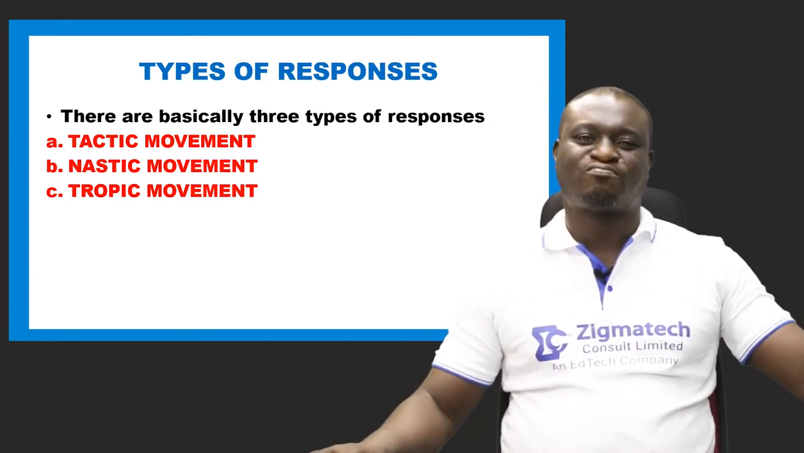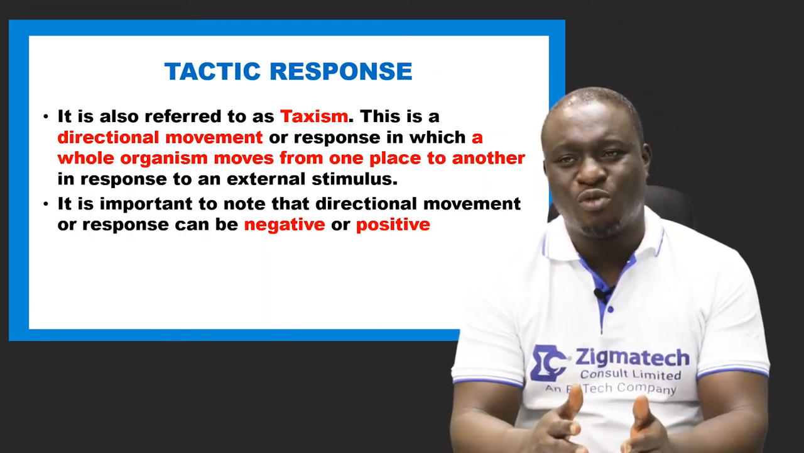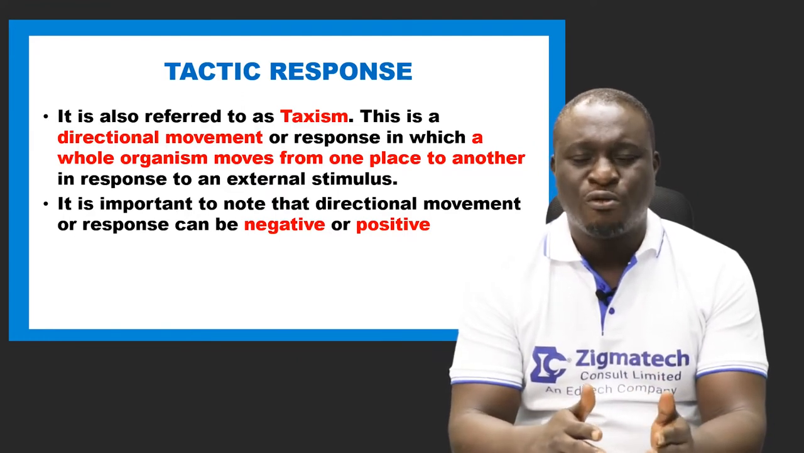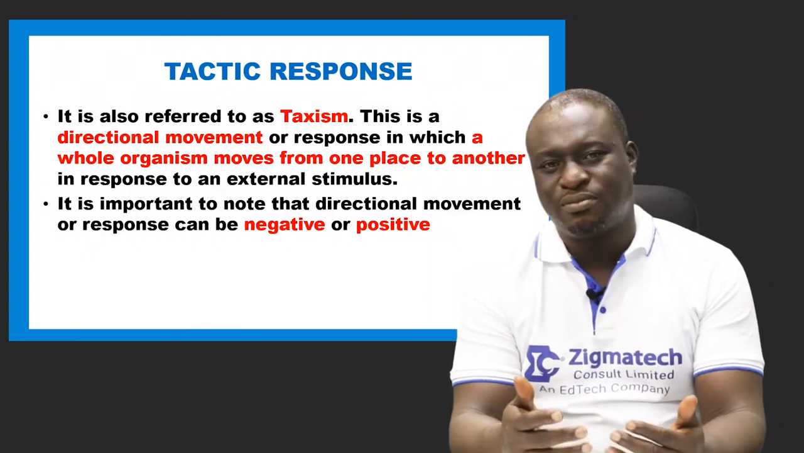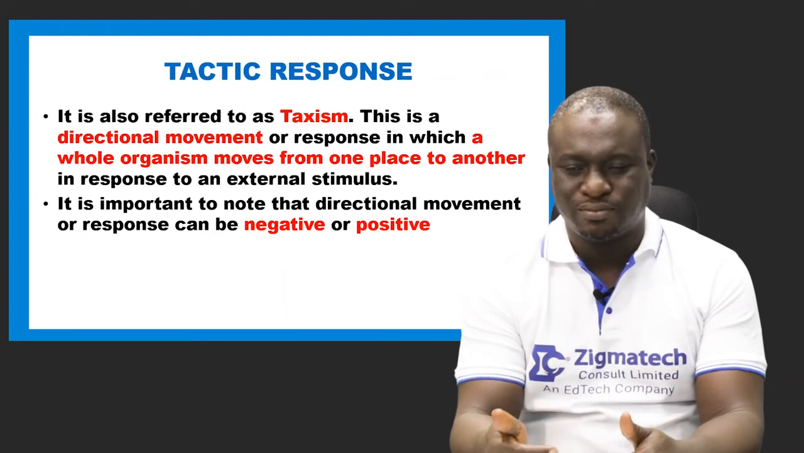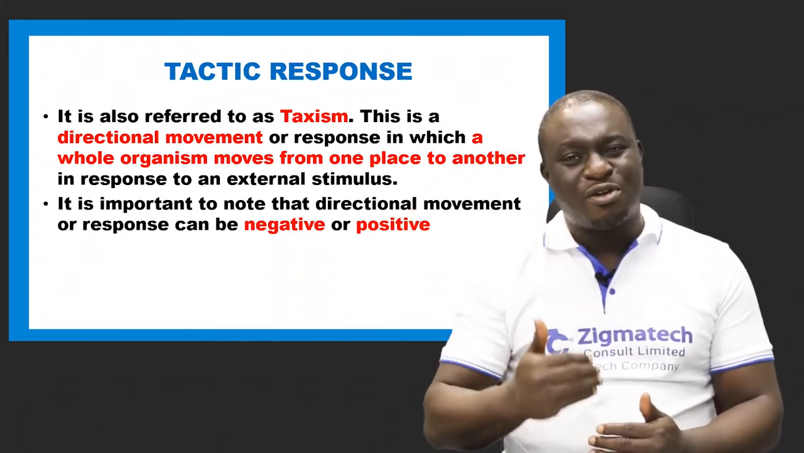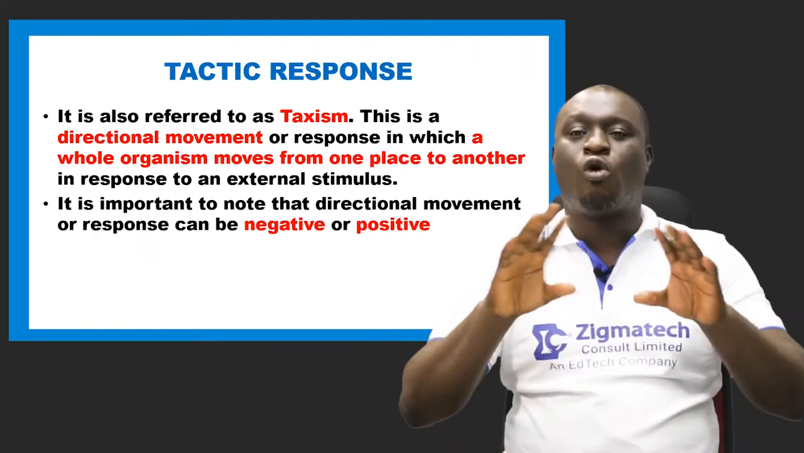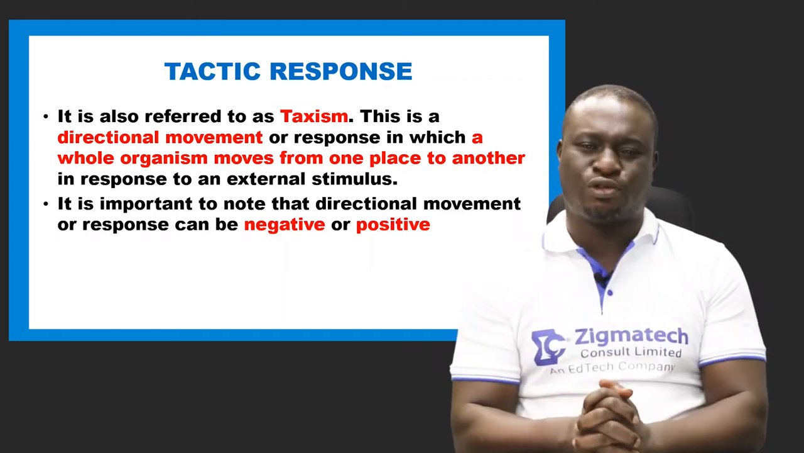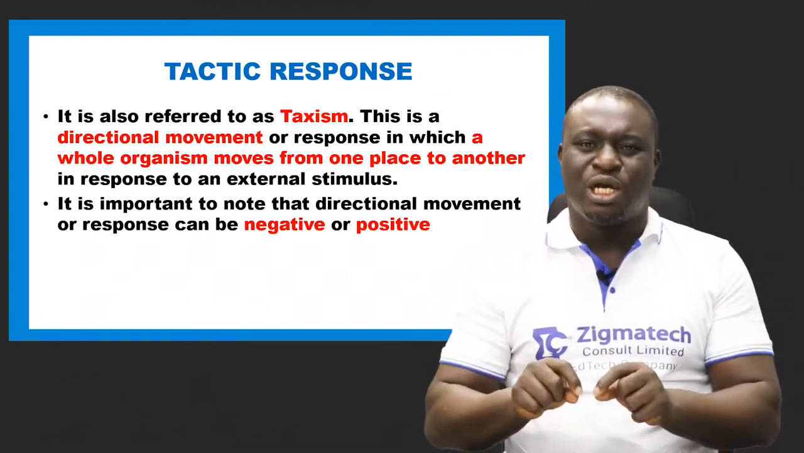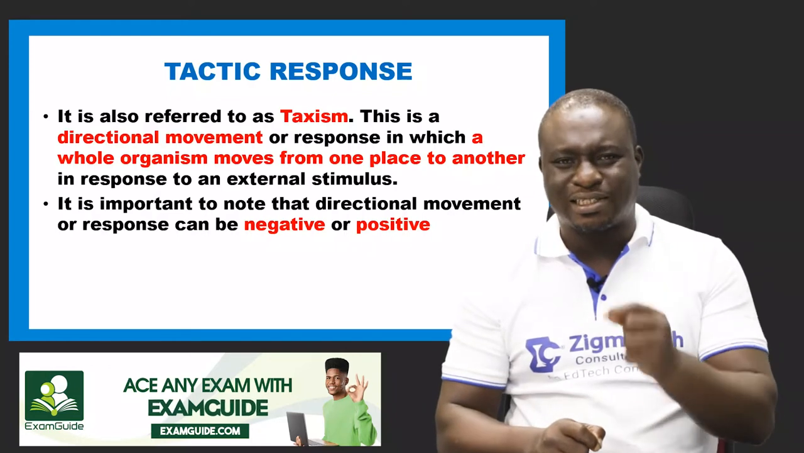Now, let's start with the first one, which is called tactic movement. What is tactic movement? Before I go into the definition, I want you to understand another name for tactic response. We can also call it taxism. Tactic response or taxism is a directional movement or response in which a whole organism moves from one place to another in response to an external stimulus. I repeat, it is a directional response in which the whole of an organism moves from one place to another in response to an external stimulus.